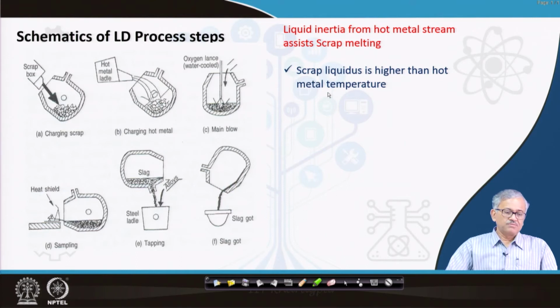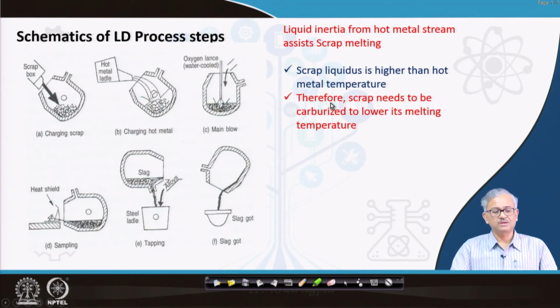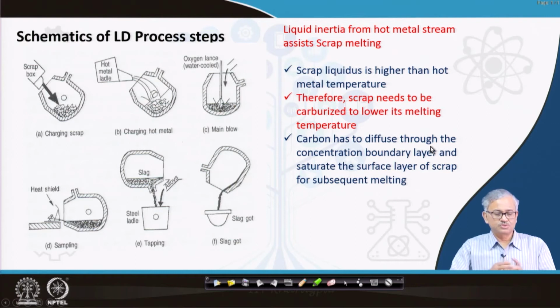To melt the scrap, what is required is that the surface of the scrap has to be carburized by the carbon diffusing from the liquid hot metal to the scrap surface through the concentration boundary layer over the scrap-hot metal interface. Okay. So, scrap carburization is required. If the scrap is carburized, then its melting temperature will decrease, and then the hot metal will be able to melt it. Therefore, the scrap needs to be carburized to lower its melting temperature such that the hot metal can melt it.